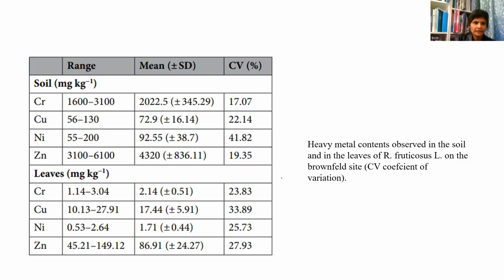The table here on the left shows you the average range of these metals in the soil, and then the average range in the plants is on the right.